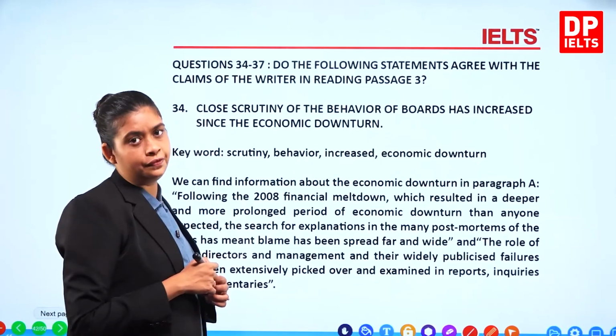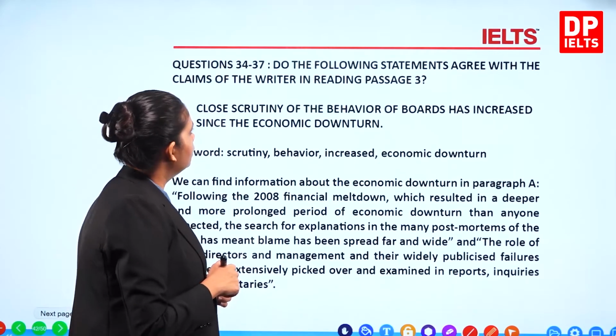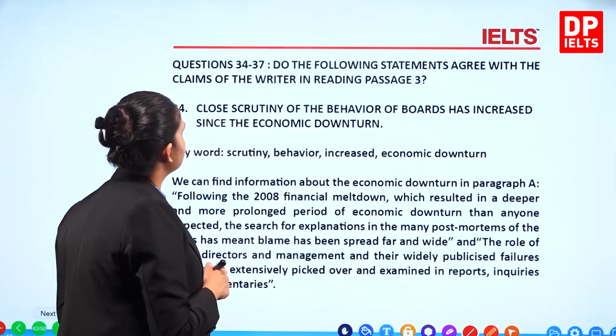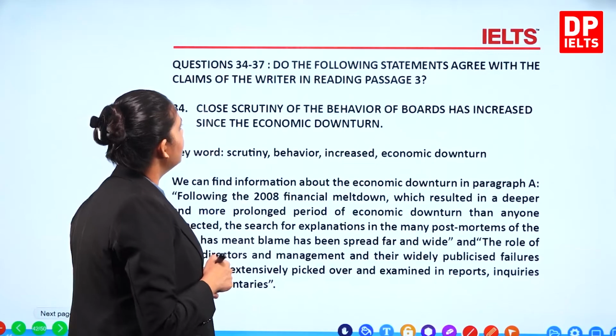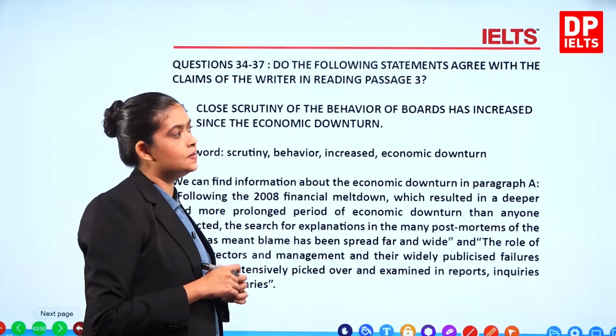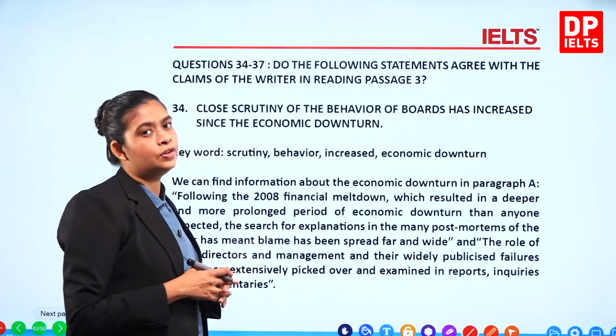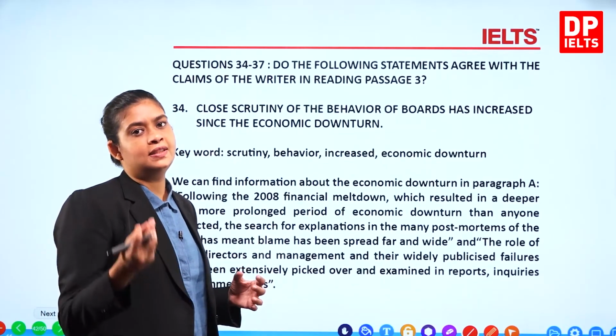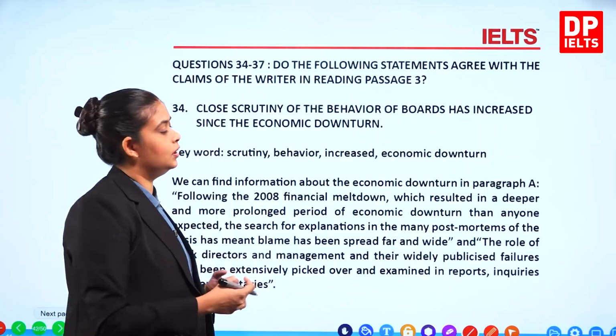Questions number 34 to 37. Do the following statements agree with the claims of the writer in reading passage 3? So you need to tell us, is it true or false or not given? Yes, no, or not given. Does it agree? No, or it's not given.